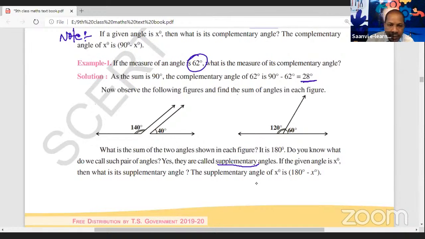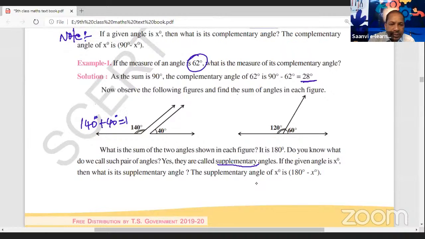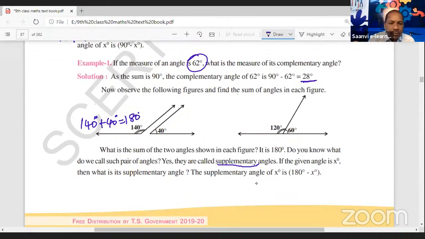So here, observe these two angles. One angle is given as 140 degrees and the second angle is given as 40 degrees. So 140 plus 40 is equal to how much? It is equal to 180 degrees, isn't it? So 140 plus 40 degrees is equal to 180 degrees. So these two angles are called supplementary angles.